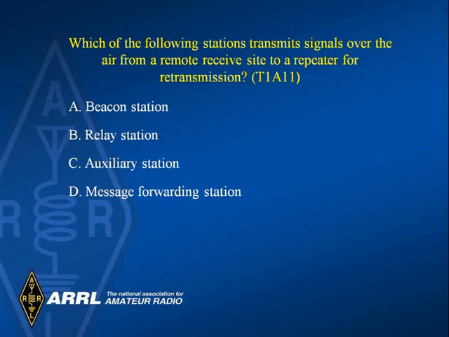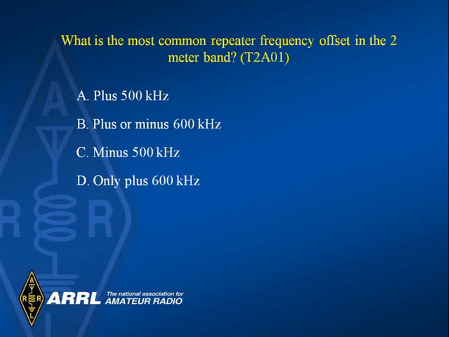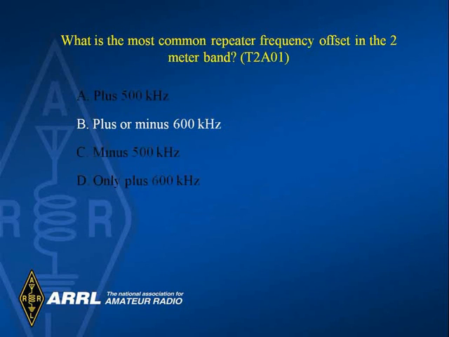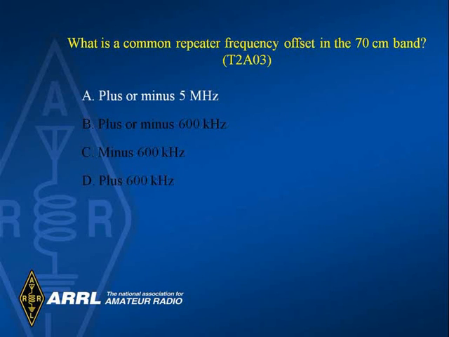Which of the following stations transmit signals over the air from a remote receive site to a repeater for transmission? Answer C, auxiliary station. What is the most common repeater frequency offset in the 2-meter band? Answer B, plus or minus 600 kilohertz. What is a common repeater frequency offset in the 70 centimeter band? Answer A, plus or minus 5 megahertz.